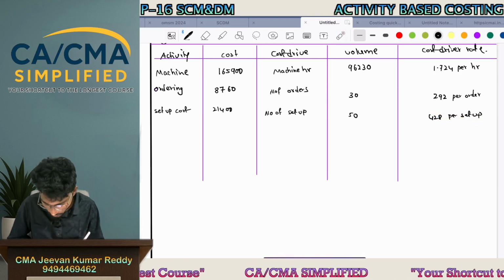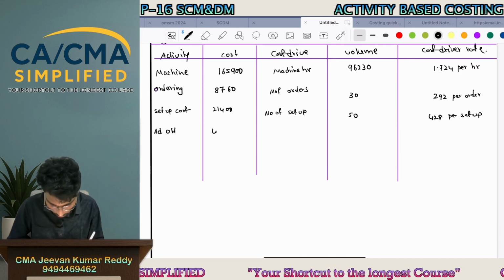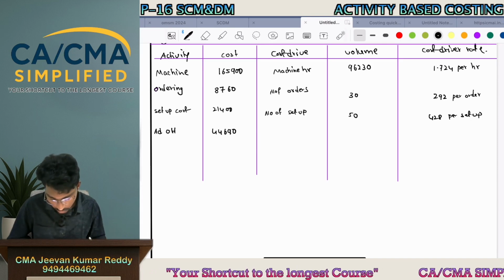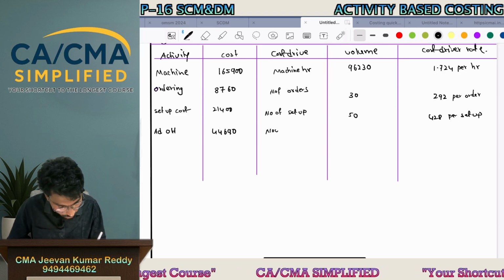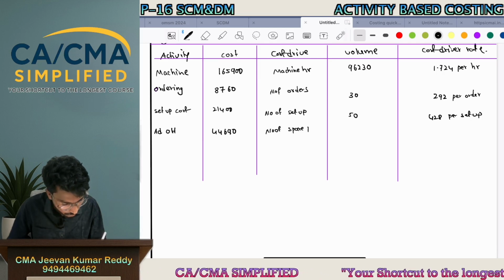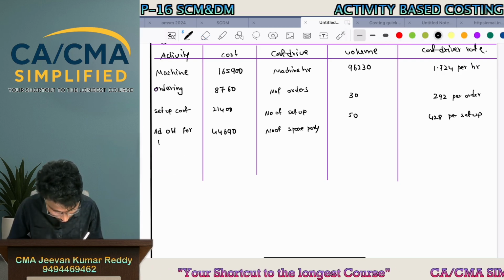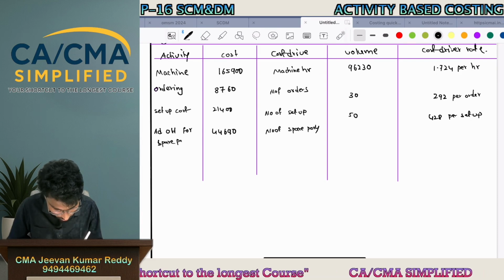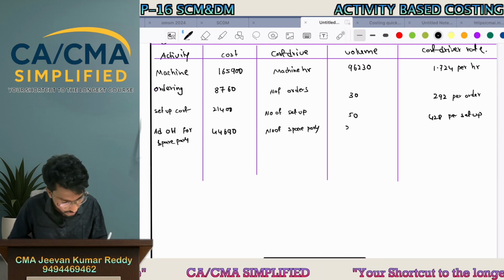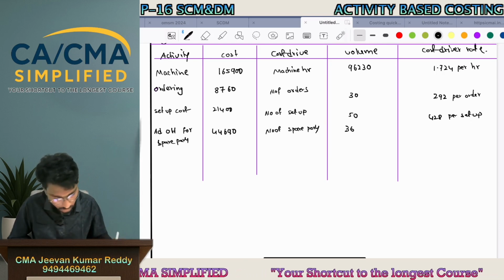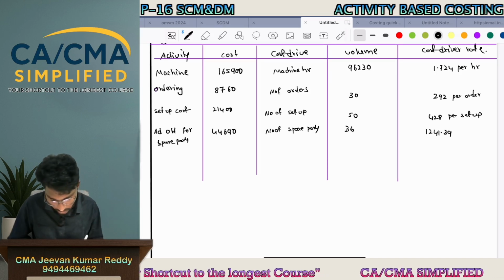Next, administration overheads: 44,690. What is the cost driver? Number of spare parts. What is the volume? Total number of spare parts, that is 36. So how much do we need to recover for each spare part? That is 1241.39.